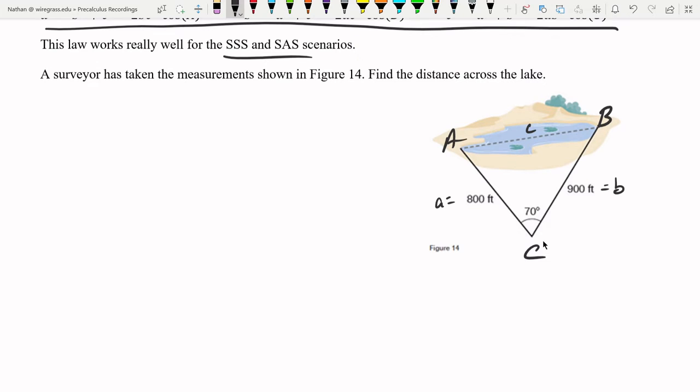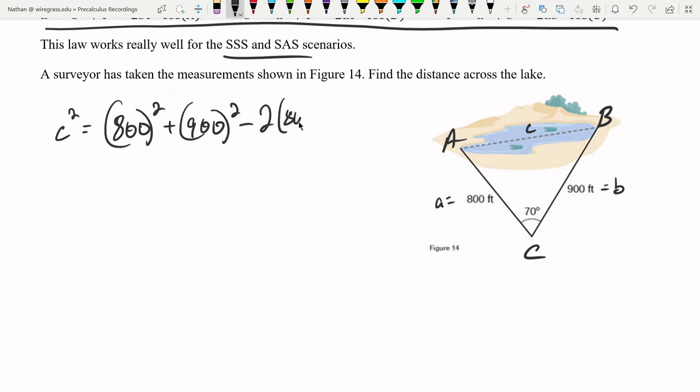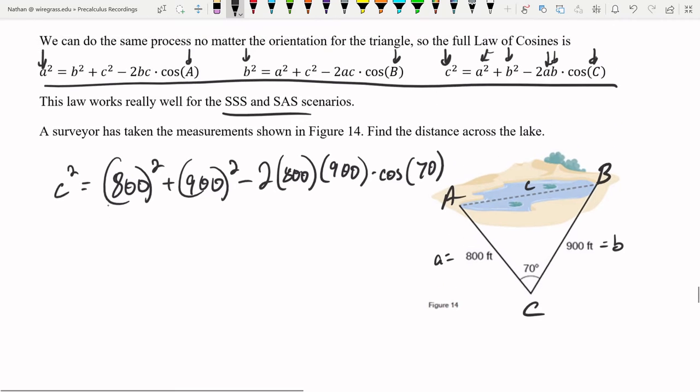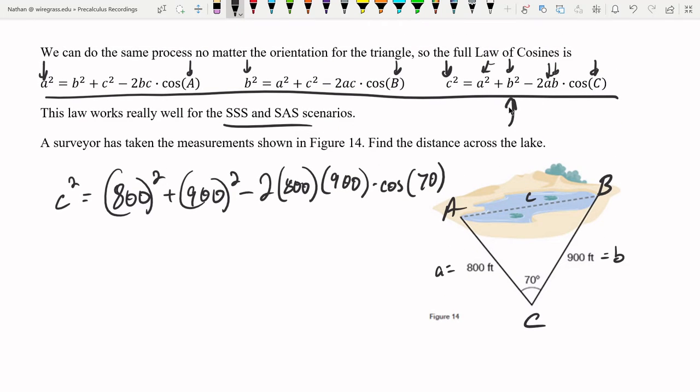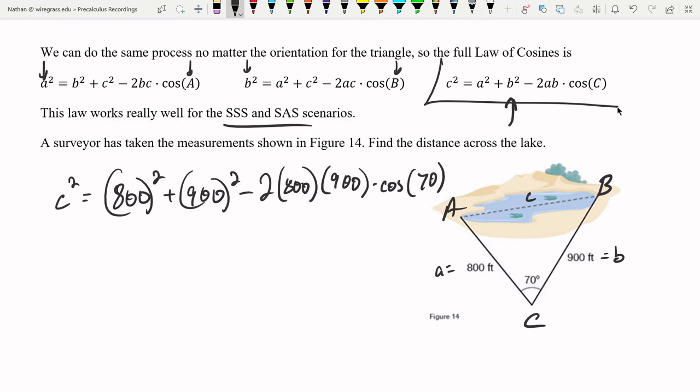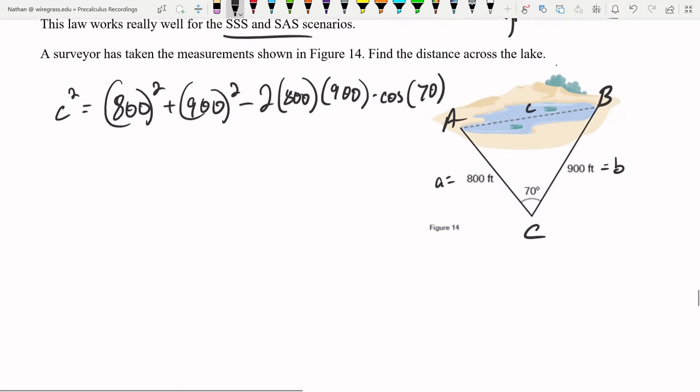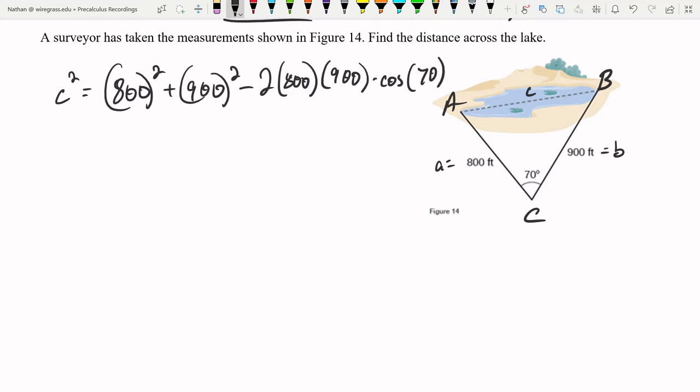Okay, this is a side-angle-side, and this is perfect for the law of cosines. So the law of cosines says c squared equals a squared plus b squared minus 2 times a times b times cosine C, the angle opposite the side we're trying to find. That's all I've done here, just use this portion of the formula. Okay, and simplifying that, I can do a lot of work on my calculator.